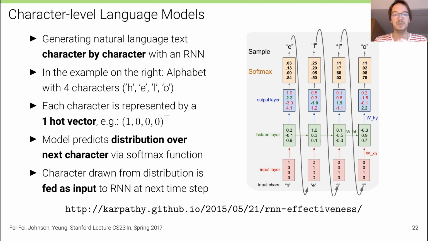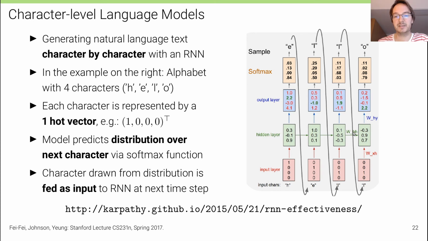In this example here on the right, for instance, there's a simple alphabet with 4 characters, H, E, L, and O, and each character is simply represented by a one-hot vector. As you can see here, H is 1, 0, 0, 0, E is 0, 1, 0, 0. And then the model predicts a distribution over the next character via softmax function.